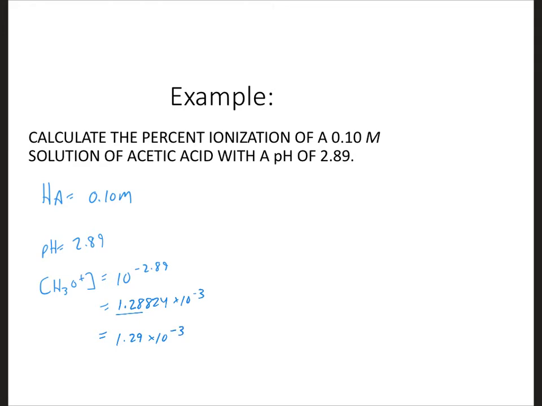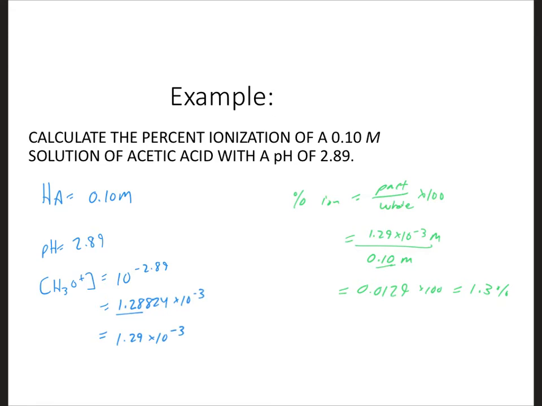Now, in order to get the percent ionization, we're just going to say that's going to be our part divided by the whole times 100. And so the part's going to be the part that ionized, 1.29 times 10 to the negative 3 ionized. And we started off with 0.10 molar. And so we do that division, and our calculator says something like 0.0129. We have to remember to multiply that by 100 to get our percent, and then we can make sure that we have 2 sig figs, because we had 2 sig figs in 0.10, and so that's going to become 1.3%.